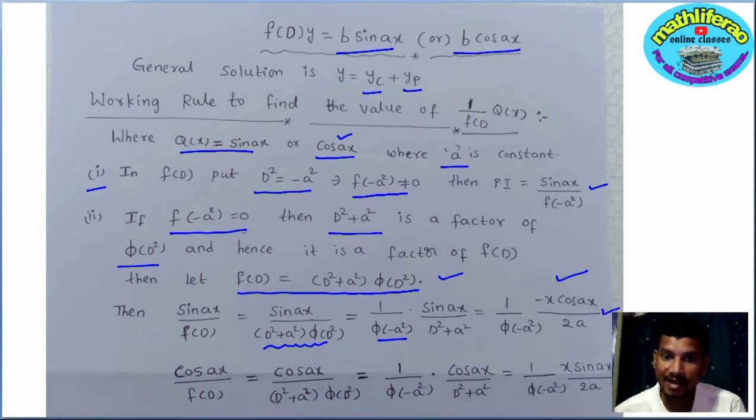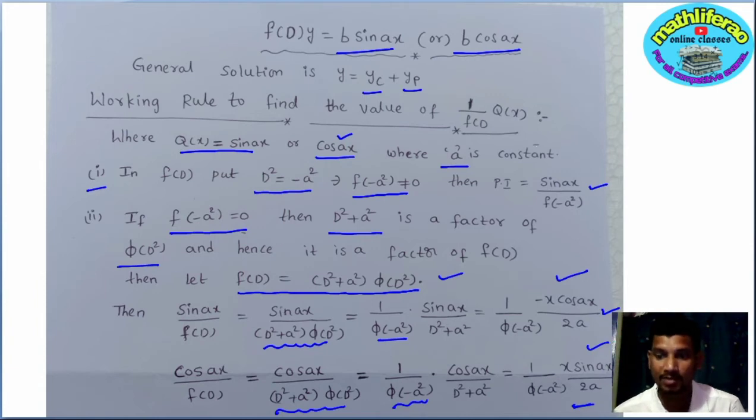As well as for cos ax: cos ax by f(D), with the factors D square plus a square into phi(D square). In phi(D square) we replace D square by minus a square, and the remaining part is cos ax by D square plus a square. Here, replacing D square by minus a square gives minus a square plus a square, which is 0. So using this condition, cos ax by D square plus a square equals x sin ax by 2a. These are the conditions we must apply. So this is the working rule to find the particular integral.